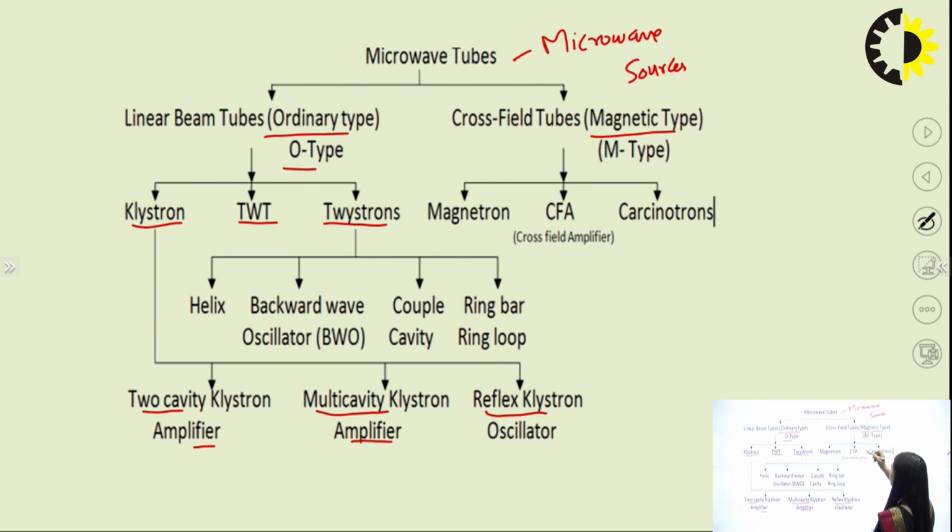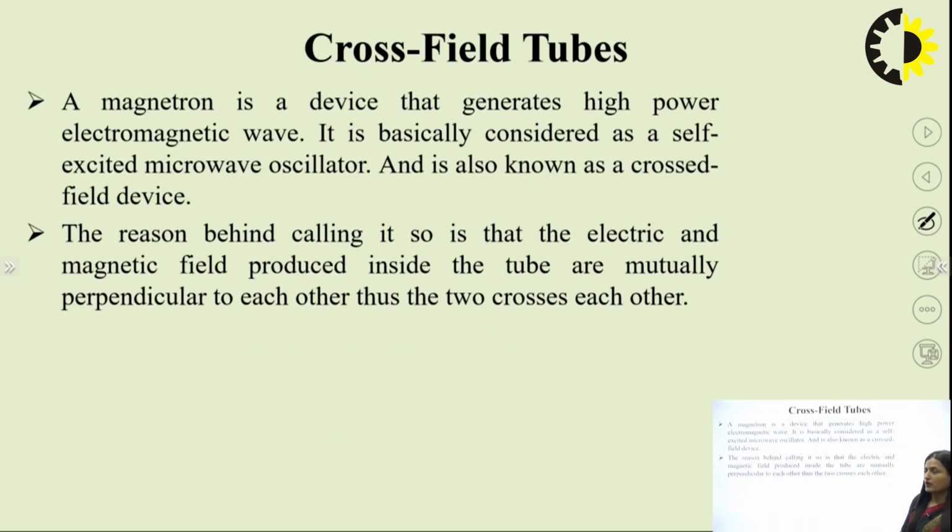Today we will discuss the cross field tube, which is called the magnetic type of tube, or sometimes M-type tubes. It is divided into magnetron, cross field amplifier, and cyclotrons. Okay, so today our lecture is based on the working and construction of the magnetron. So what is cross field basically? A magnetron is a device that generates high power electromagnetic waves, and it is considered a self excited microwave oscillator, and it is known as a cross field device.